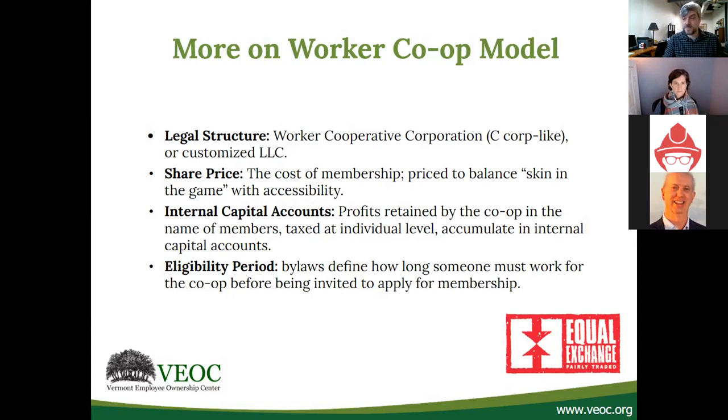And in terms of people joining a co-op, there's an eligibility period. So this is a little bit different than that vesting thing we talked about with the ESOP. But basically it's defined by the bylaws, and usually the consideration is how long do the founders feel someone needs to work at the company before they feel like that person's a long-term good fit that they'd be comfortable being a co-owner with.